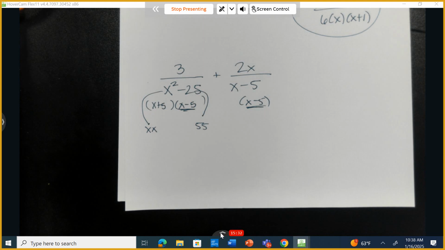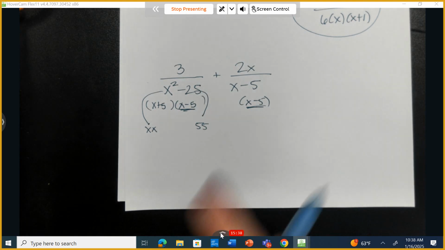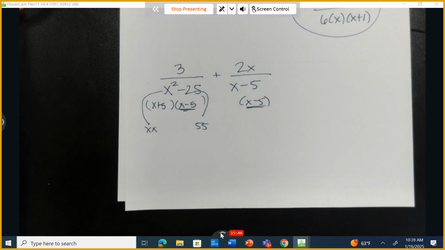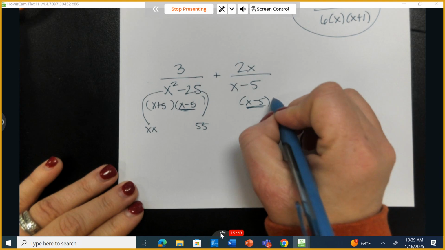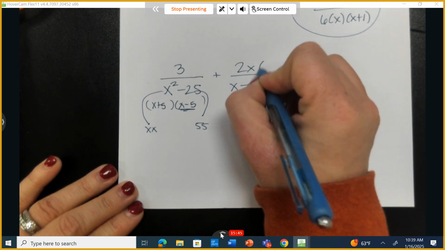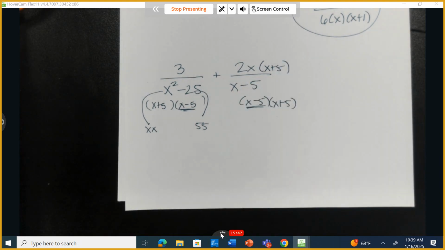Whoever you believe is the tallest at your table, what is the denominator of the right-hand side missing? Go. What is this side missing? It's missing another parenthesis. What is it missing? X plus 5. And whatever you do to the bottom, you must do to the top.